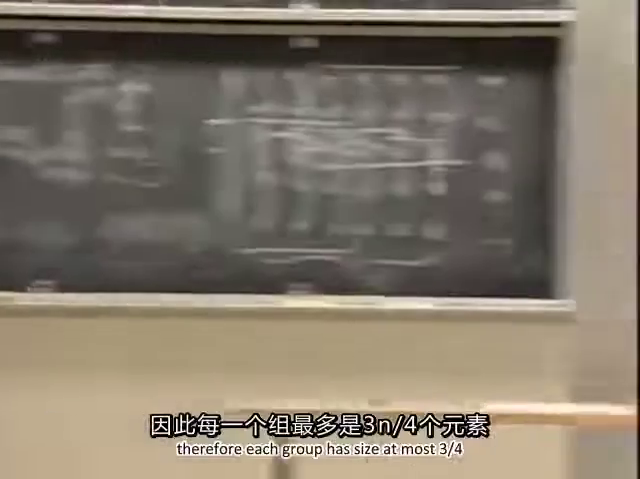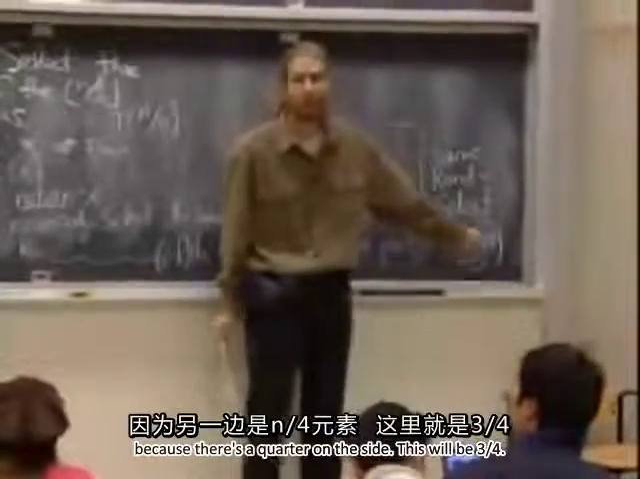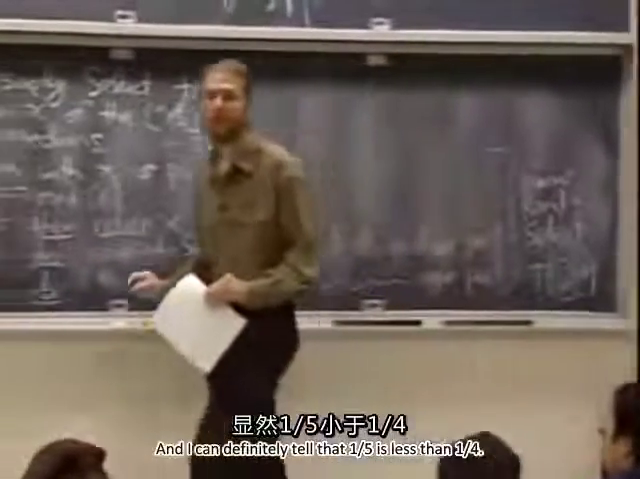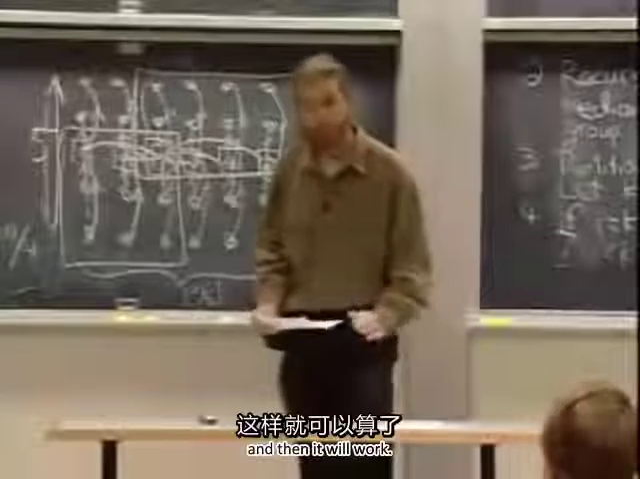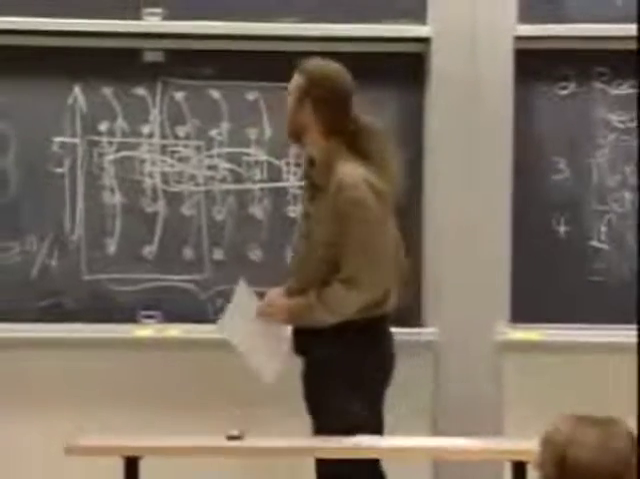Therefore, each group has size at most 3n/4, because there's n/4 on the other side. So this will be 3/4. And I can definitely tell that 1/5 is less than 1/4. So this is going to add up to something strictly less than 1, and then it will work. Okay, how's my time? Good.